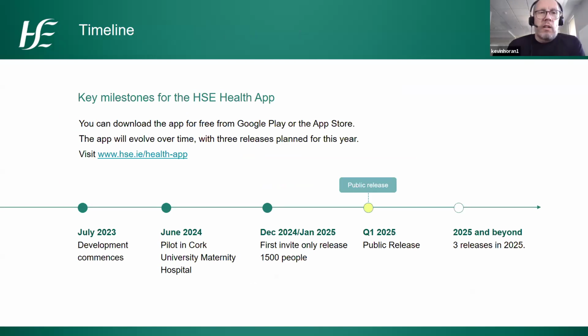You can see on the screen here some of the key milestones that have taken place during the development of the app. We started working in early 2023 with initial design workshops and an early proof of concept. We assembled a team and worked towards the delivery of a pilot in Cork University Maternity Hospital, which we delivered in 2024. At that point, we had 36 maternity patients accessing their appointments and medications information through the app, and a further 63 people working within the HSE who had access to their data in the app.